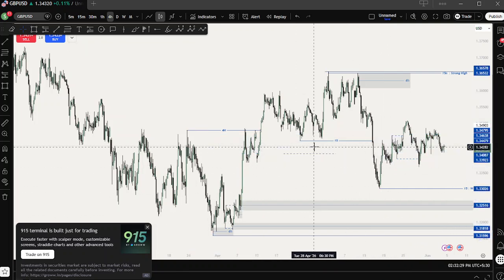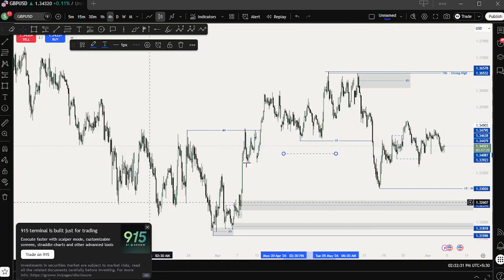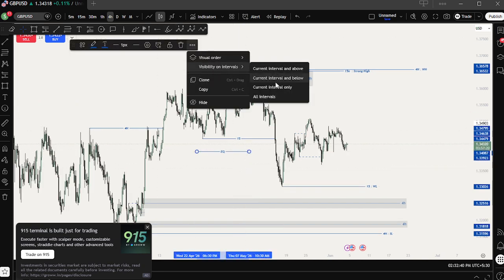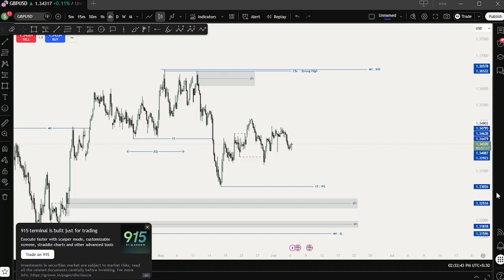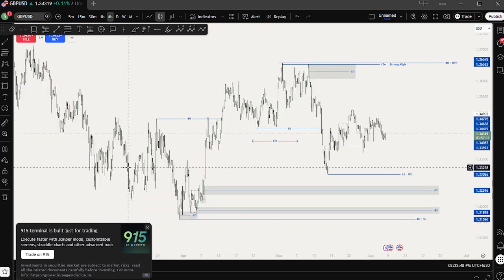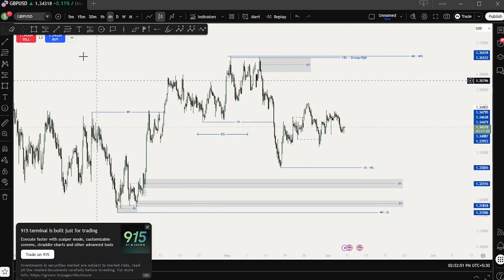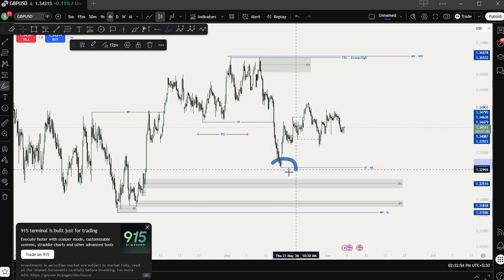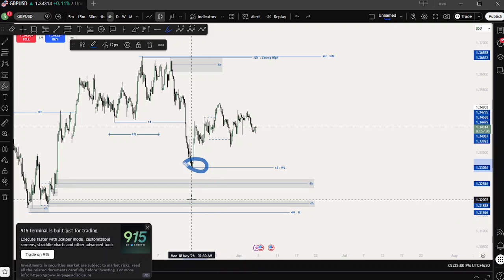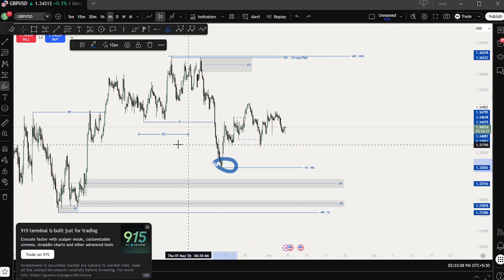Okay, fine. This is the EQ of the 4-hour range, alright. So it will be only current interval only. Now, one thing I want to mention here is that the reaction that price took from this imbalance right at this moment is not from a valid zone that I identified, but it's still below the EQ.